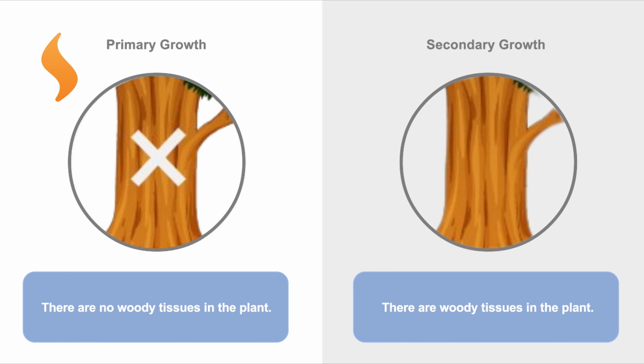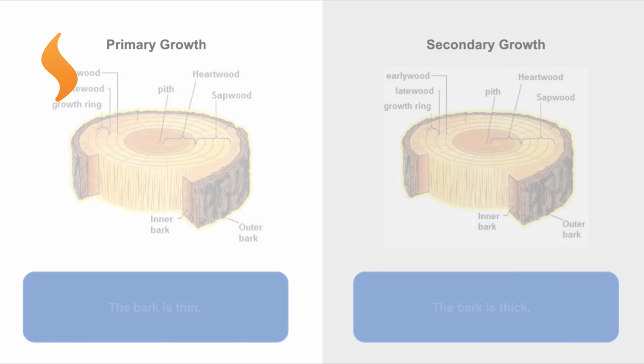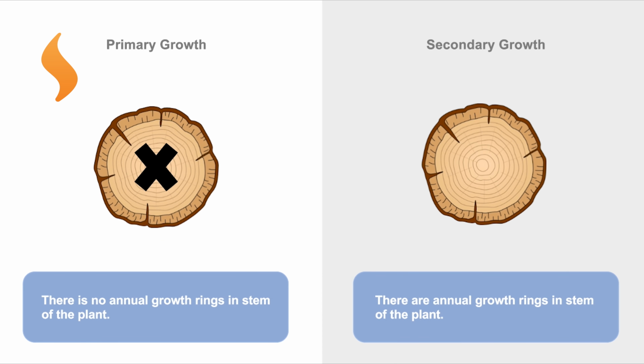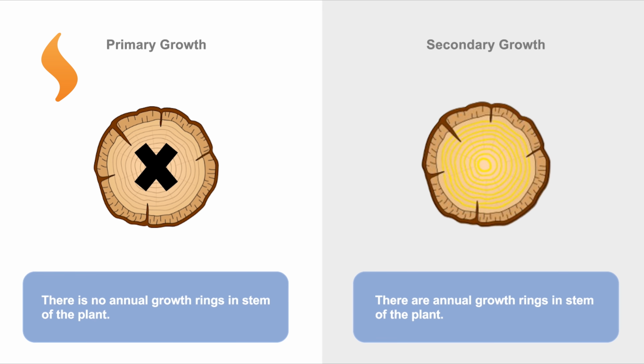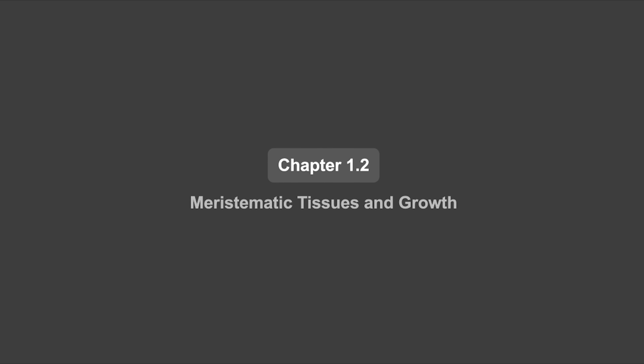Naturally, in primary growth, there are no woody tissues in the plant, while in secondary growth, there are woody tissues in the plant. In primary growth, the bark is thin, in contrast with secondary growth, where the bark is thick. Lastly, in primary growth, there is no presence of annual growth rings at the plant stem, while in secondary growth, there is presence of annual growth rings at the plant stem. This is the end of Chapter 1.2, Meristematic Tissues and Growth.